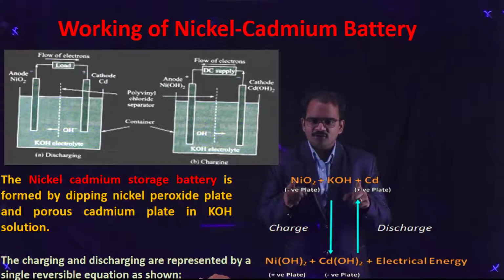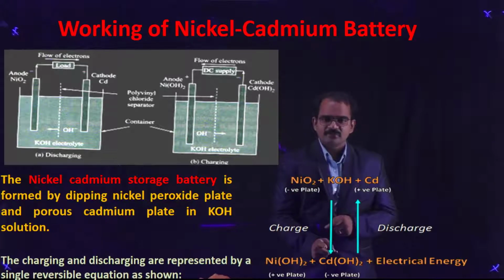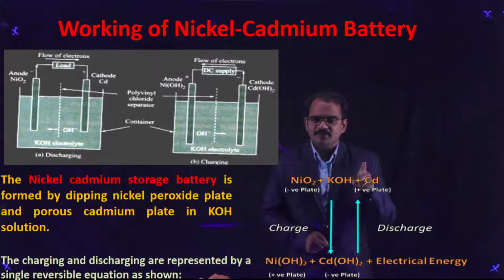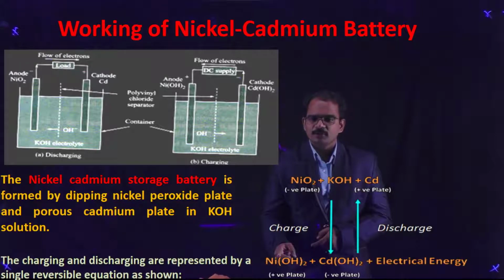So during the charging process, some reactions will take place and the nickel oxide will be converted into nickel hydroxide, Ni(OH)2, and the cadmium will be converted into cadmium hydroxide, Cd(OH)2. Because of this, the electrical energy gets stored in the battery in the form of chemical energy.